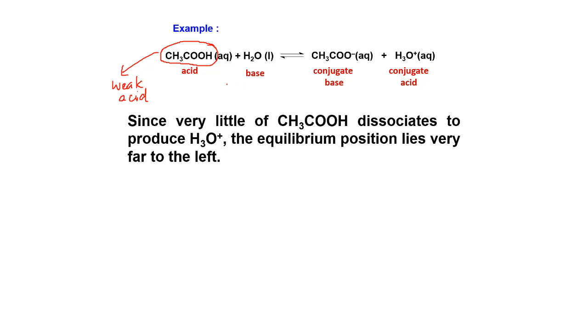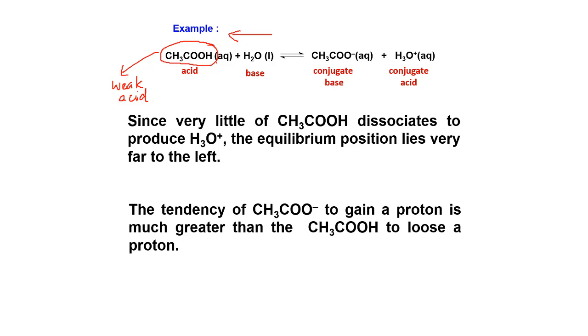Maksudnya sekarang oleh kerana acetic acid, weak acid ini dissociates very slightly, maka hanya sedikit saja hydronium ion yang terhasil dan juga acetate ion yang terhasil. So, equilibrium position sebenarnya lies to the left. Tindak balas banyak ke kiri. Sebab dia susah ataupun dia tidak tercerai dengan lengkap.